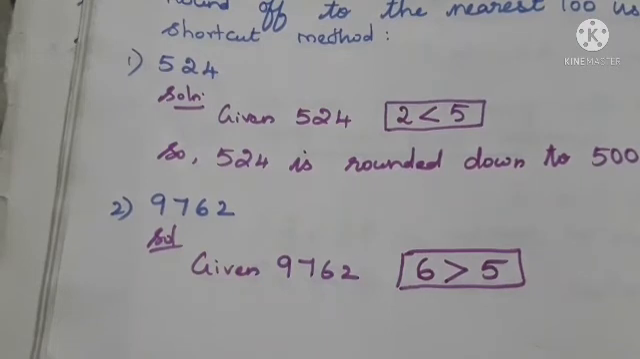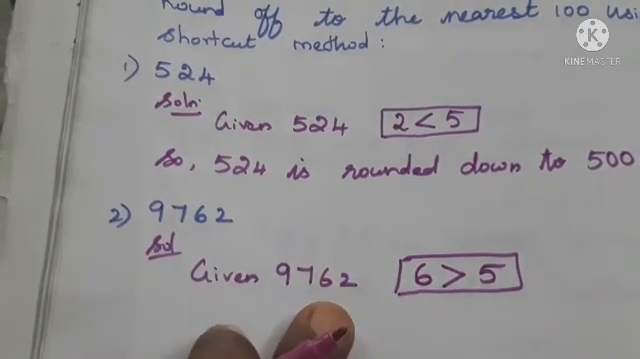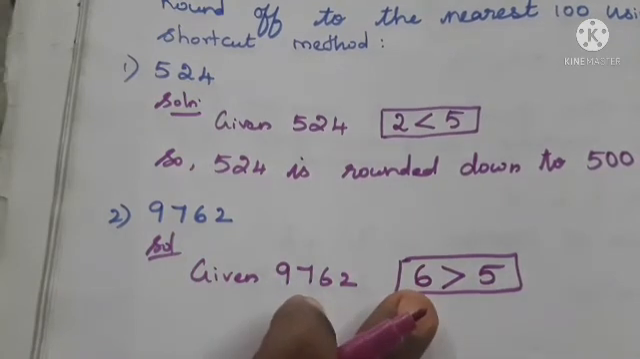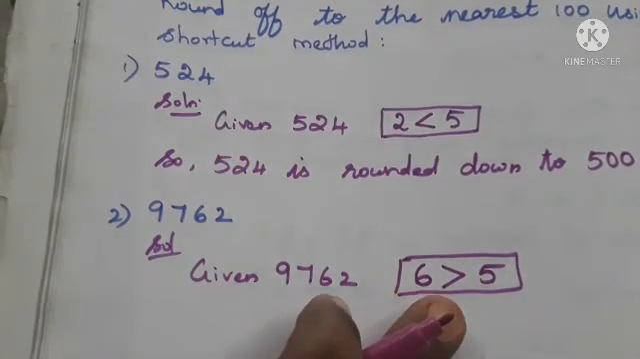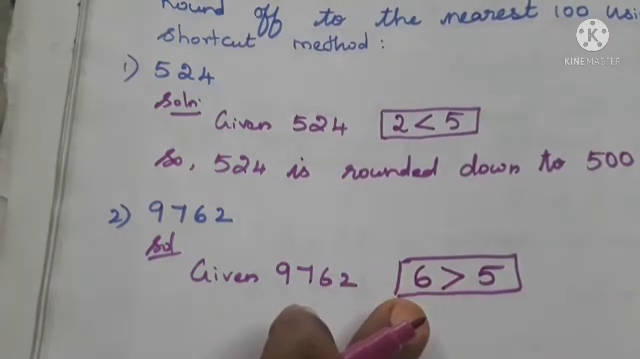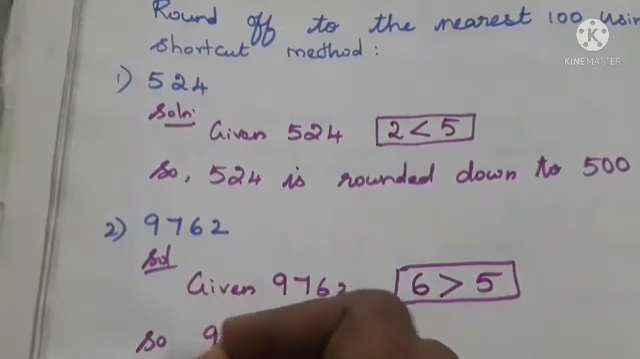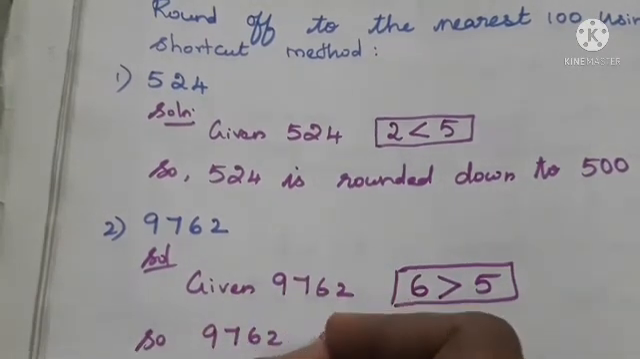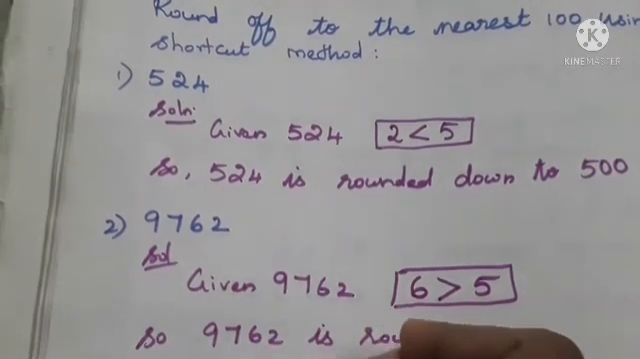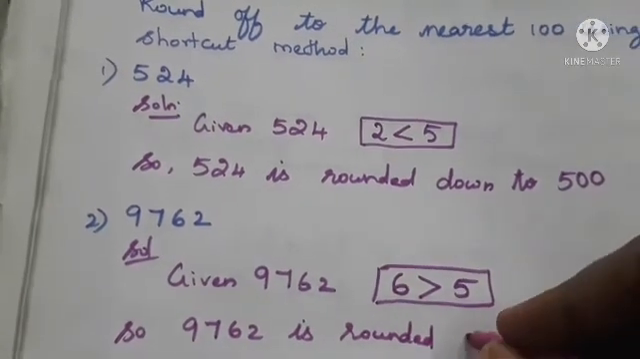So does this number round up or round down? Yes, because it is greater than 5. It is 6, so it is greater than 5, so we have to round up. Okay, round up. So we can write the answer. 9762 is rounded up, because it is greater than 5.